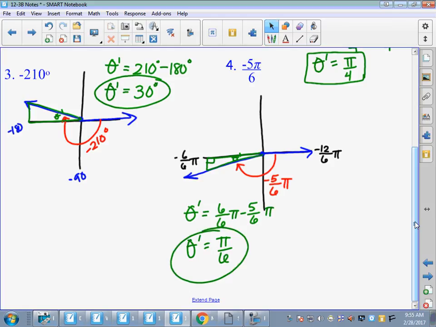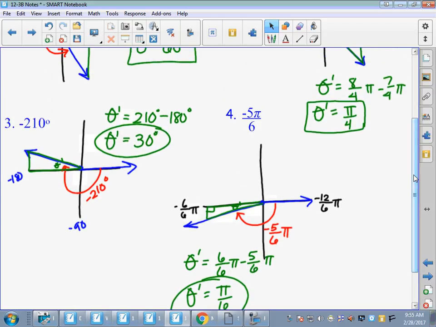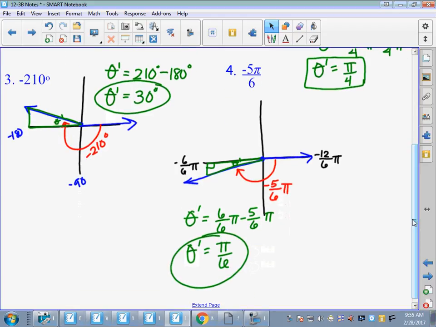Now, you don't have to write pi as 6/6 pi. I like to do that because we're working with fractions, so I like to get the common denominators. Anytime you add or subtract radians, you need that common denominator. Your calculator will do it for you, though. And there you have it.